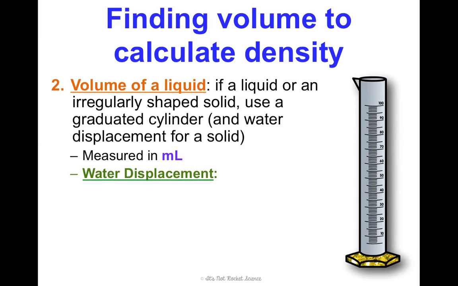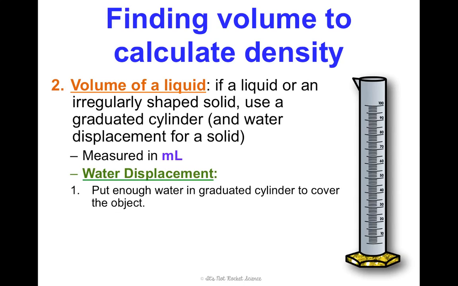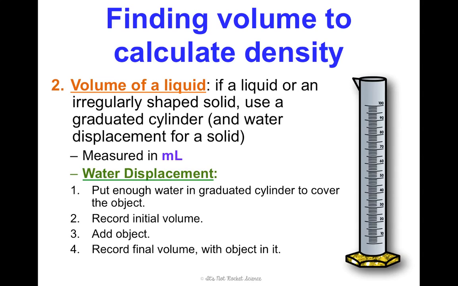So for that water displacement, what I would do is I would put water in the graduated cylinder, enough to cover the object. I would record how much water I put in. So maybe I put in 30 milliliters of water. Then I would add the object to the graduated cylinder, and I would record the final volume with the object in it. So maybe I start with 30 milliliters of water, but then when I add my object, like a pencil, it raises to 40 milliliters. What I can do is subtract the final volume minus the initial, and that'll tell me the volume of just the object. So if I ended with 40 milliliters and I started with 30, then my object, my pencil, would have a volume of 10 milliliters.